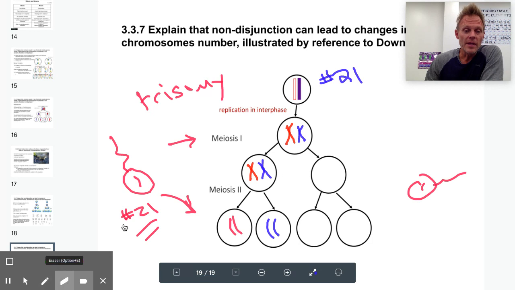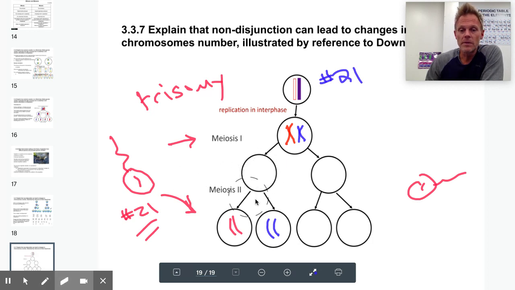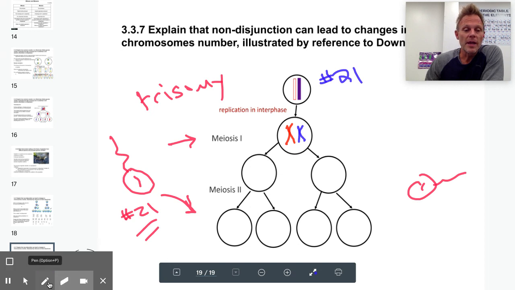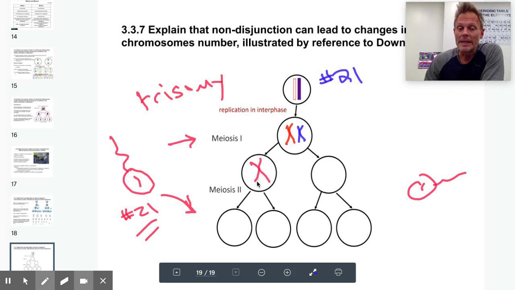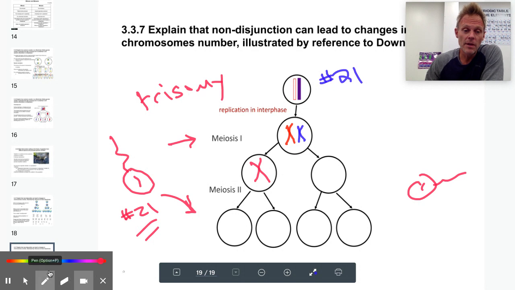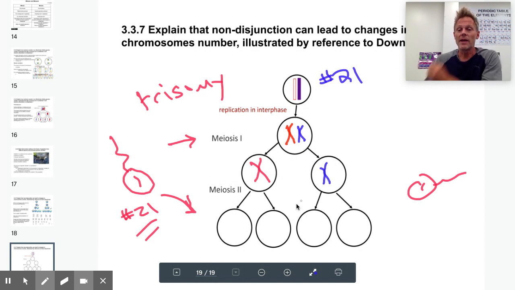Okay, so let's look at a different example. So let me erase all this. Well, not all of it. So let's pretend that this first meiosis went swimmingly. So there were no problems. So that homologous chromosome moved over here, and this homologous chromosome moved over here. But then you can have a mistake in meiosis 2.